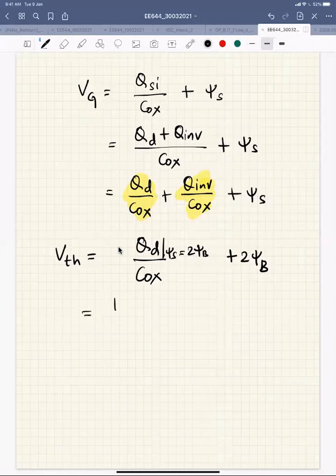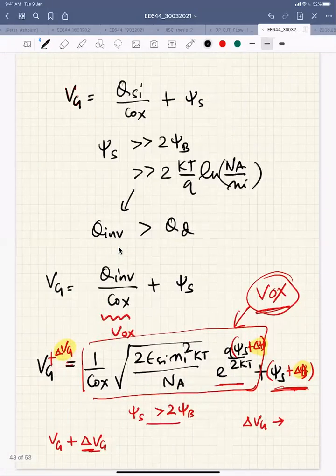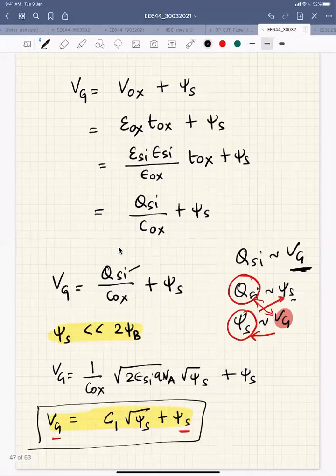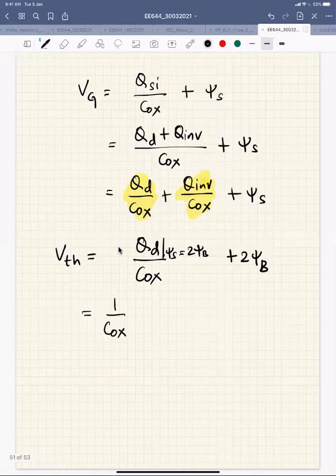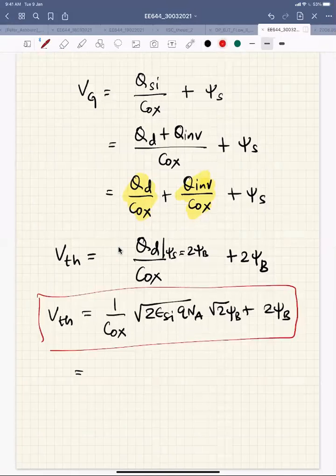So this is nothing but 1 by Cox times Qd, where Qd is root over 2 epsilon_Si q Na, times root over 2 psi b, plus 2 psi b. So this is your threshold voltage. This is the equation of the threshold voltage, and we will use this equation a lot.